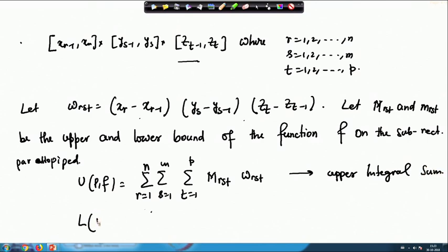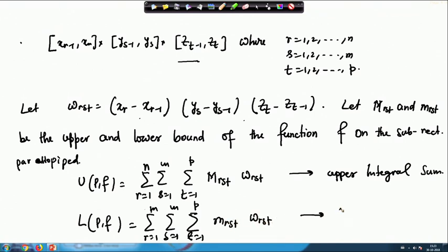And I can write L(P, f) equals sum, r running from 1 to n, s running from 1 to m, and t running from 1 to p, small m_rst times W_rst, which is basically the lower integral sum. All right. So this is how we define the upper integral sum and lower integral sum.